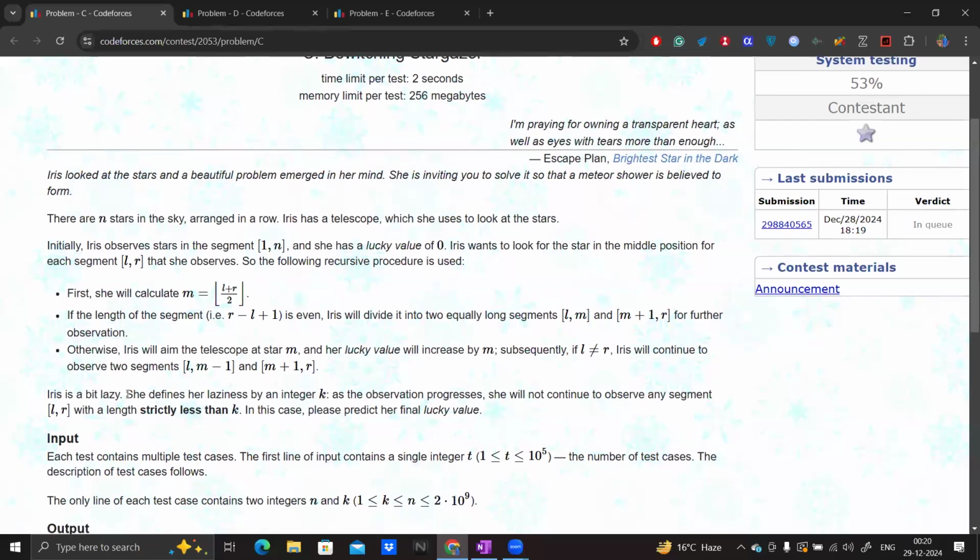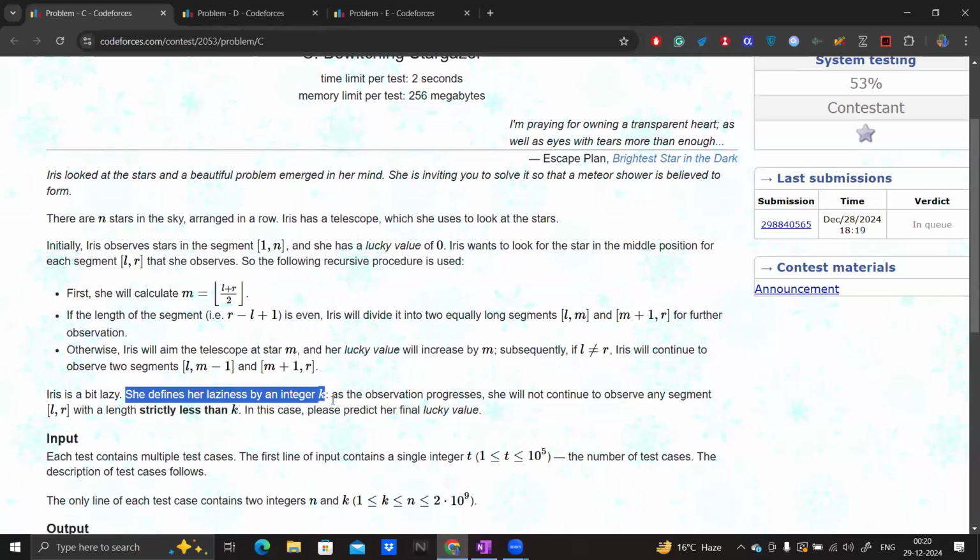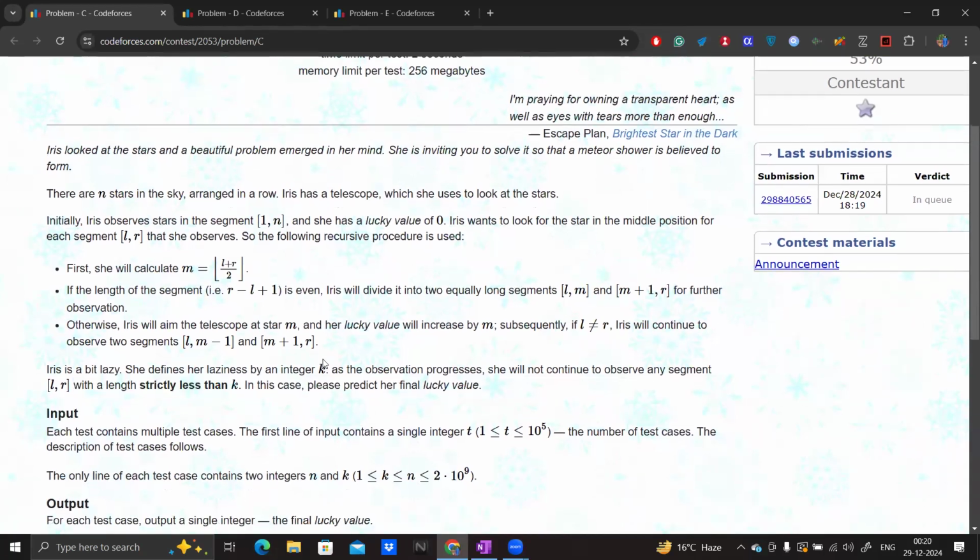Iris is a bit lazy. She defines her laziness by integer k. As the observation progresses, she will not continue to observe any segment [L, R] with a length strictly less than k. In this case, predict her final lucky value.